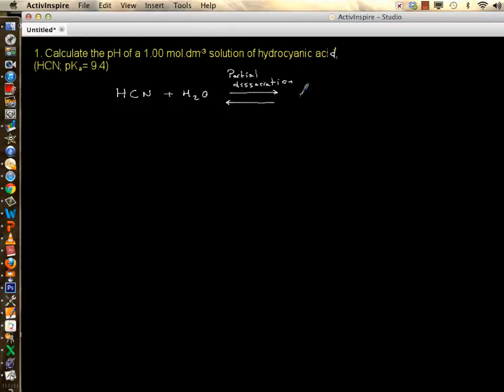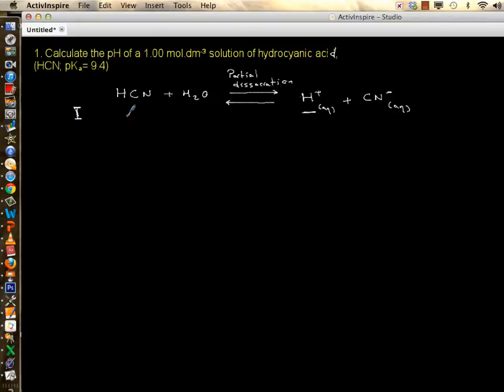So what you are going to produce is a tiny amount of hydrogen ion and also a tiny amount of cyanide. And we are interested in hydrogen. As soon as I know how much hydrogen I have, I can take the negative log of that, and that's my pH. So we are going to use an ICE calculation for equilibrium.